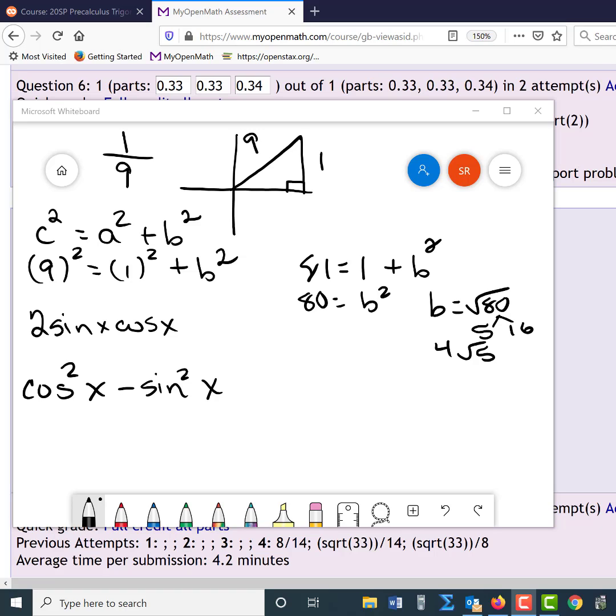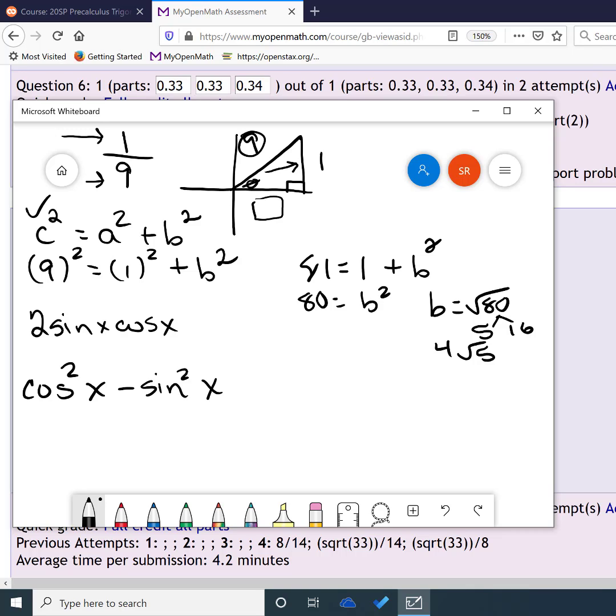So for this one, they tell you that sine is 1/9, and it's in the first quadrant. Well, sine is side opposite over hypotenuse. And so here's your angle. Opposite is the 1, and here's the hypotenuse. You need to find this missing side by using your Pythagorean theorem. So we end up that b is the square root of 80.